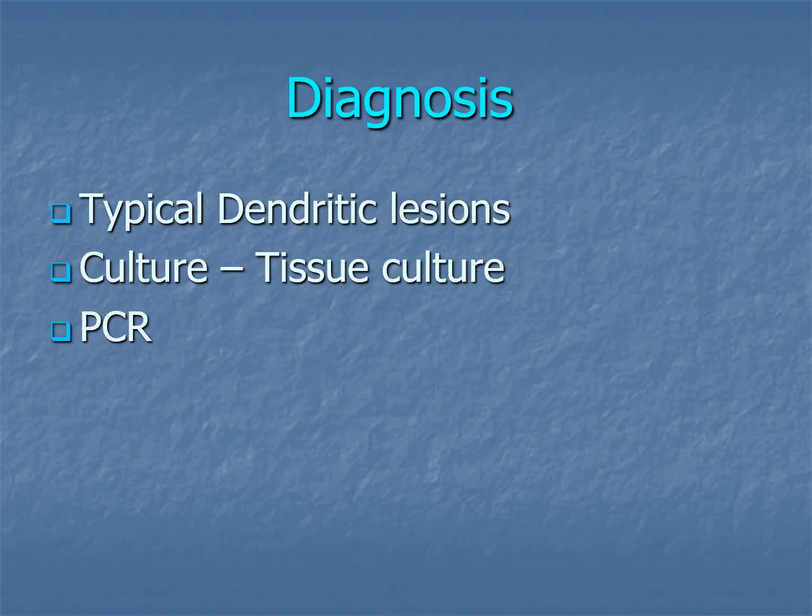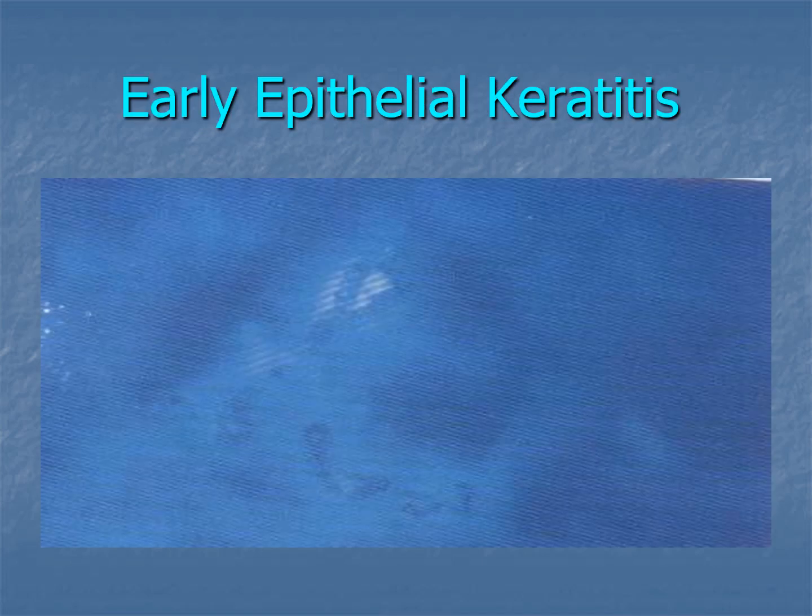Diagnosis of herpes simplex keratitis depends upon typical dendritic lesions of the cornea. But for academic purposes, you may culture with tissue culture. It is a costly affair, and polymerase chain reaction can be done to diagnose the case, but it is not usually needed. In this picture, you can appreciate early epithelial keratitis, only the opaque epithelium of the cornea.